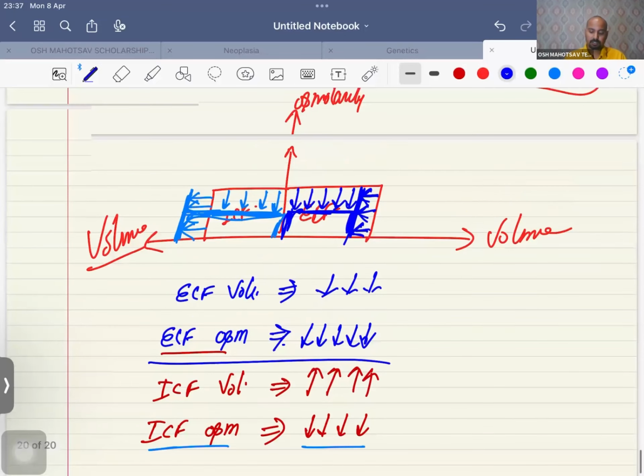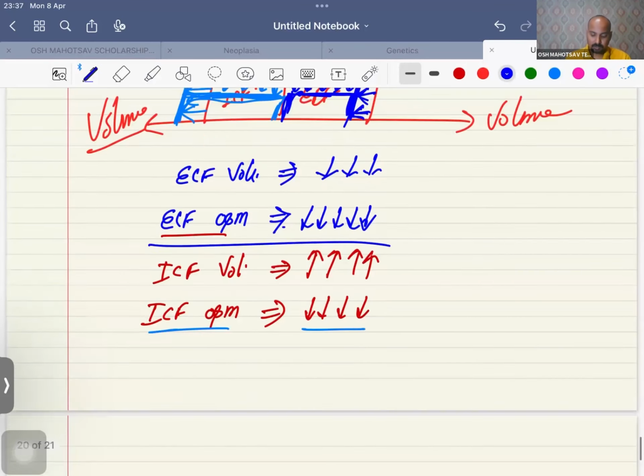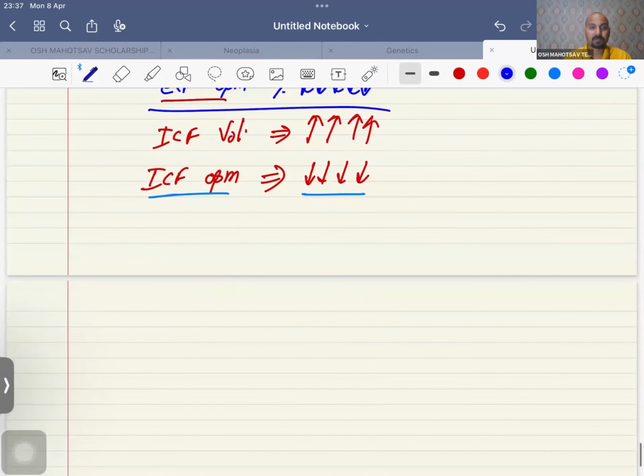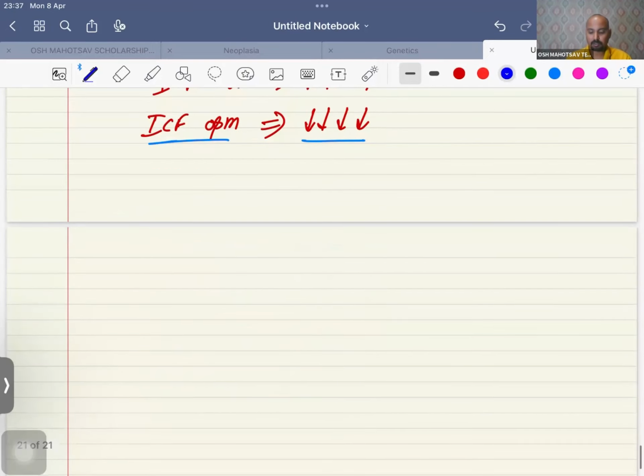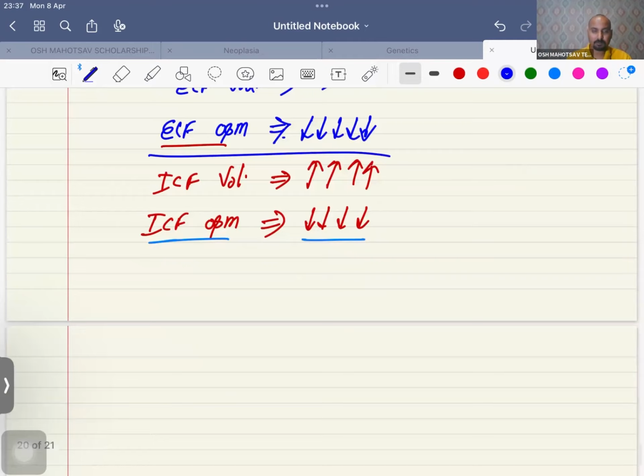Okay. So guys, this is fluid distribution. And today we will finish a small topic. Tomorrow we will discuss homeostasis and acid-base balance, and buffers. We will study this tomorrow, and I will upload a video on Insta and YouTube also.